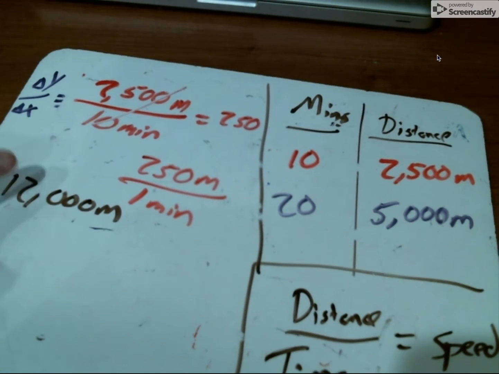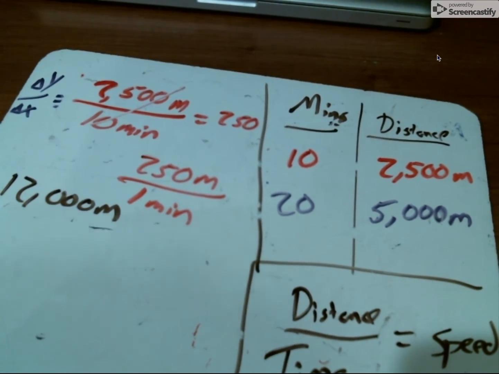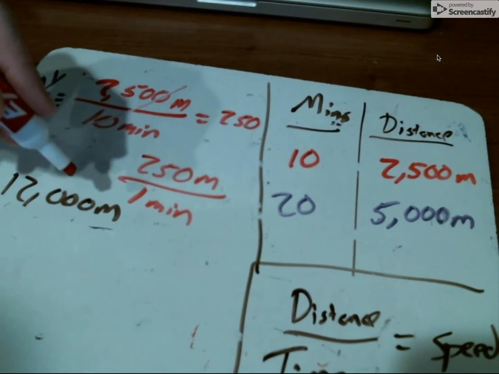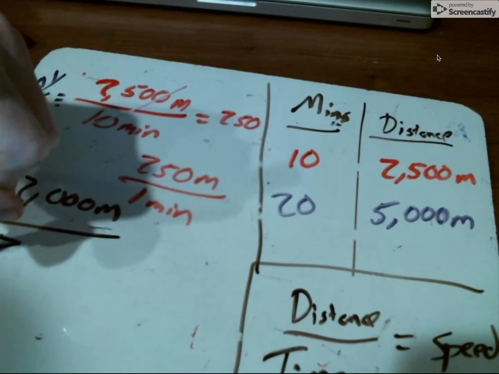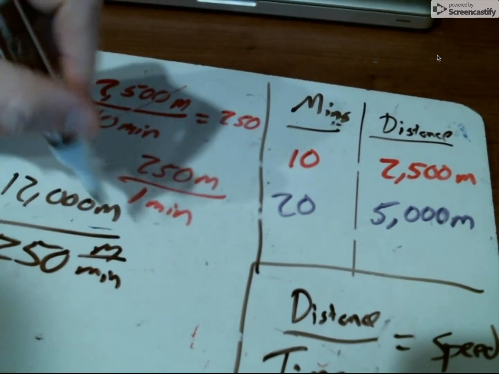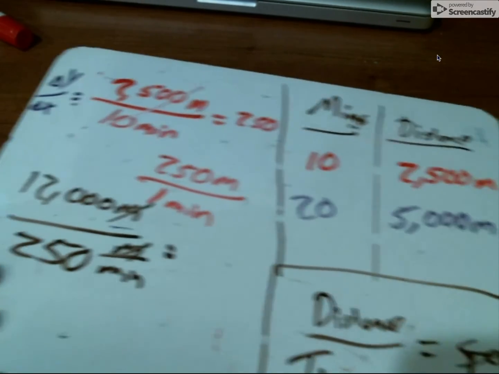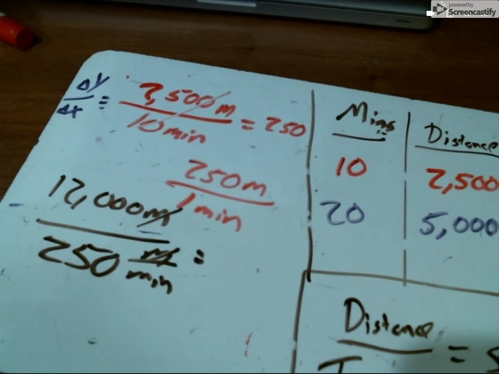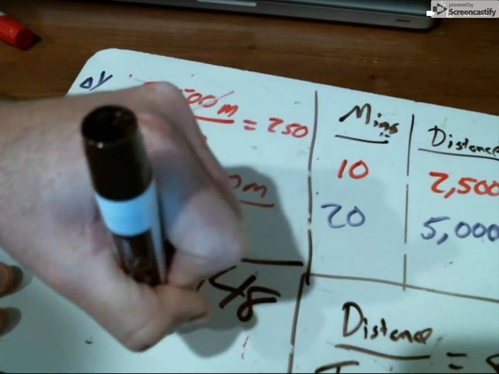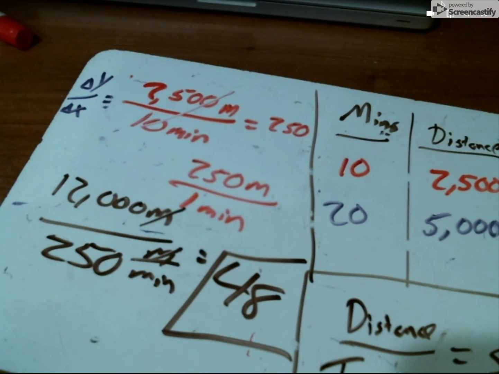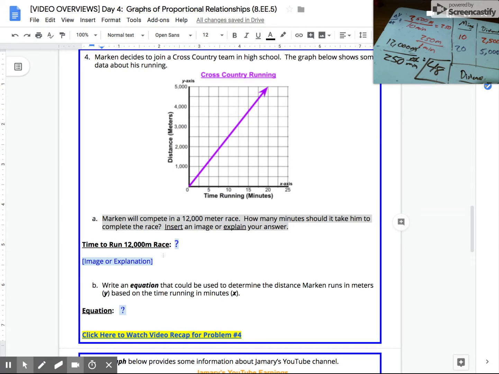So how long would it take to go 12,000 meters if I do 250 meters every 1 minute? We need to set up a division problem. 12,000 divided by that speed of 250 meters per minute would tell us how many minutes we end up needing to get there. 12,000 divided by 250 gives us 48. So it would take Markin 48 minutes to get there. Once we found the speed, that was the key piece of information, the unit rate. It would take him 48 minutes to go 12,000 meters.